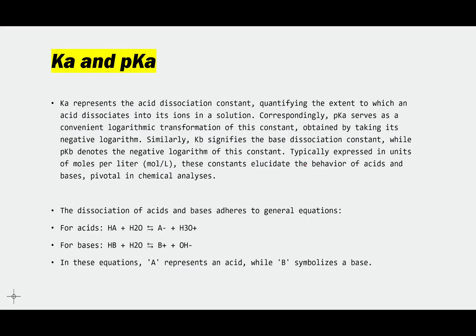So if you look at equations in which they have water, let me get my laser pointer. If you look at the Ka, the acid dissociation constant, what it does is quantify the extent to which an acid dissociates into its ions in a solution. And the pKa is just the convenient logarithmic transformation of this constant, obtained by taking its negative logarithm. So note that on some past papers they may ask you what is Ka, what is pKa, what is pH.